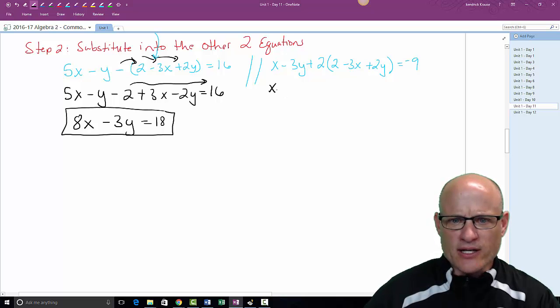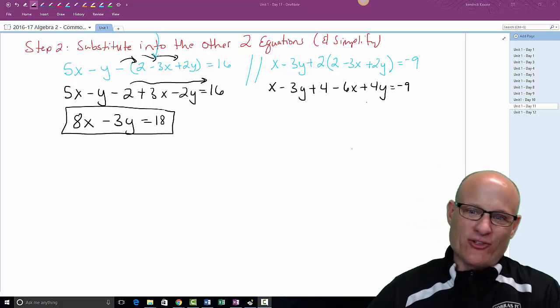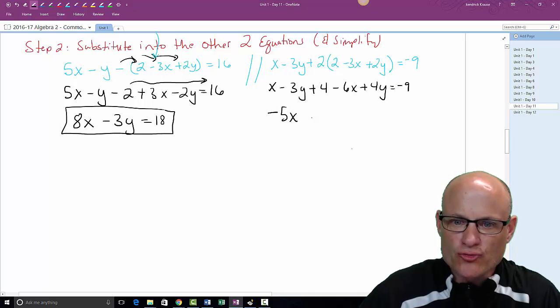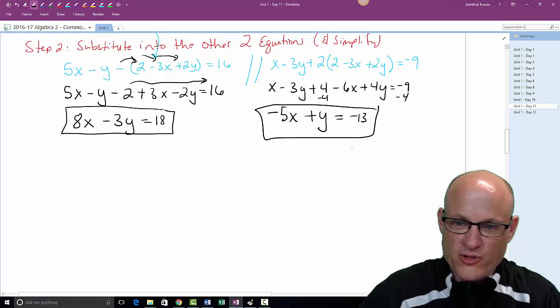I got to distribute, so I get x minus 3y plus 4 minus 6x plus 4y equals negative 9. Okay, so now what we got to do is clean this up a little bit. So we get negative 5x plus y equals. Now we're going to bring this negative 4 over. I get negative 13. So now I have two equations.